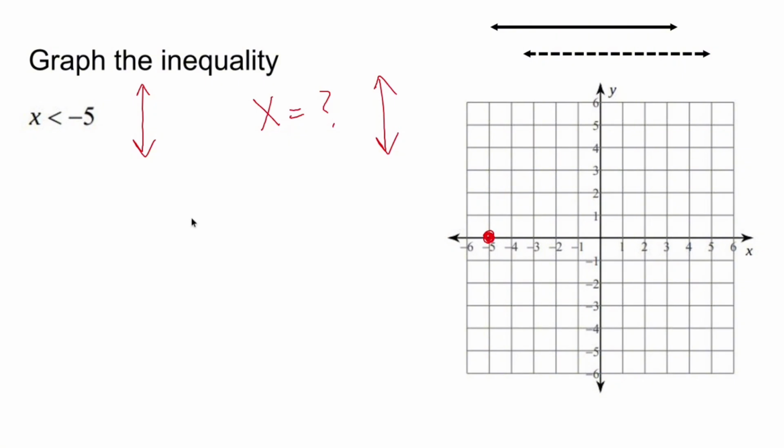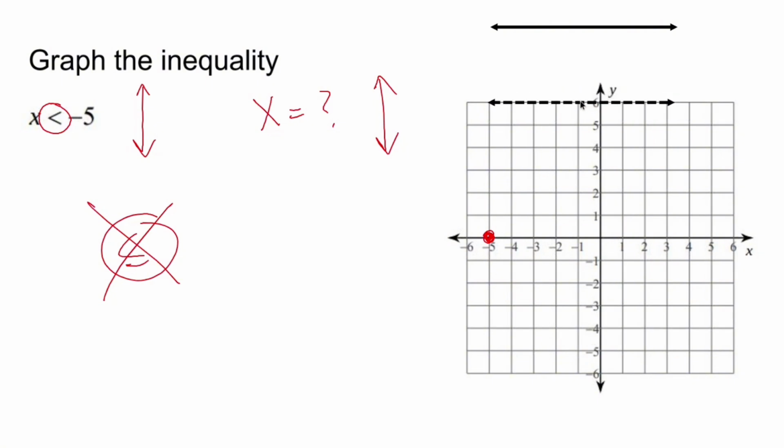Now, this is where we have to be careful. Look at the symbol. The symbol is less than. It's not less than or equal to. So when we graph an inequality that is either less than or greater than, you graph a dashed line. So I'm going to choose this dashed line and have it go through negative 5. The dashed line means that the line doesn't count. You're not allowed to include any points on this line right here.